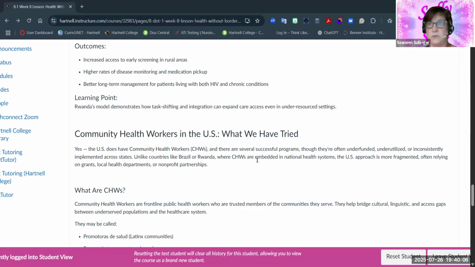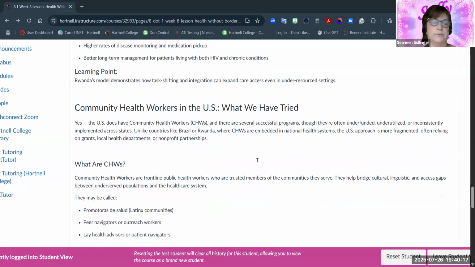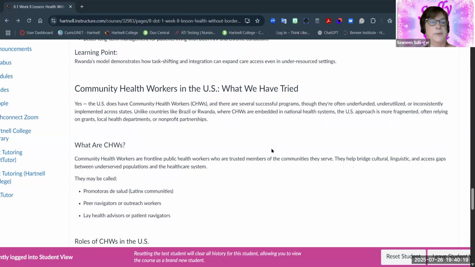So if we wanted to put this particular program together in the nursing and health sciences program at Hartnell, we would have to write a grant for that. There's no other funding source for us for that. Or develop a nonprofit partnership with someone.